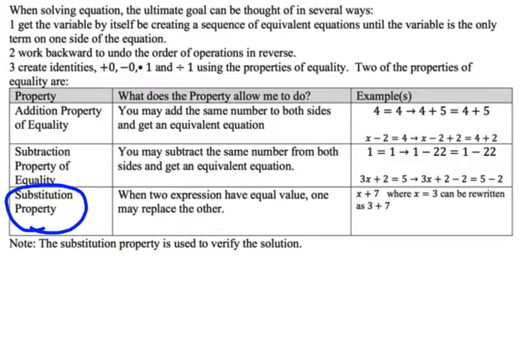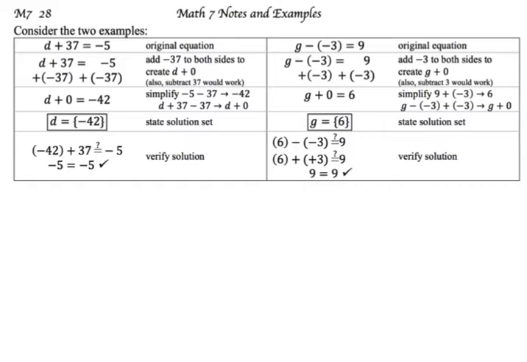For example, x plus 7, where x equals 3, can be written as 3 plus 7. We just replace the x with the 3 since x equals 3. The substitution property is used to verify a solution. So on page 28 in your notes, consider these two examples.